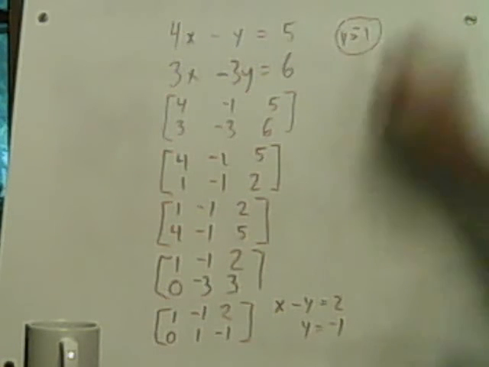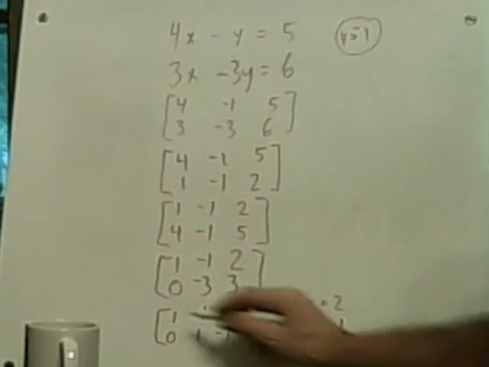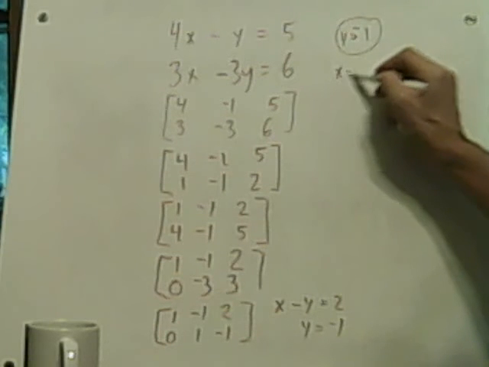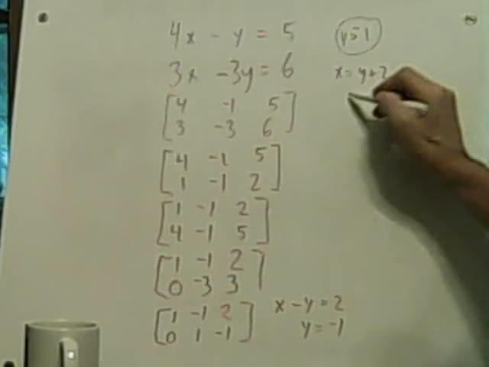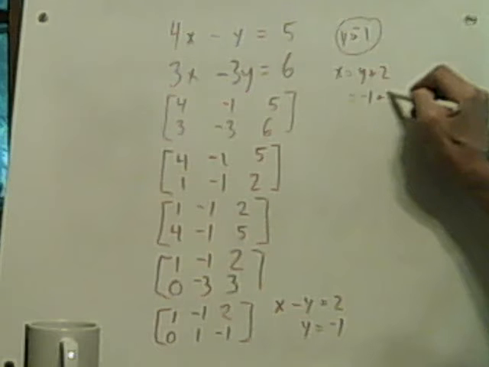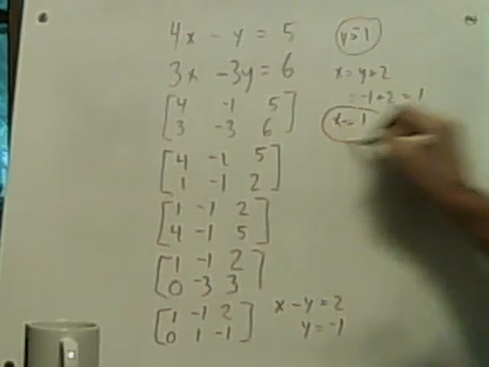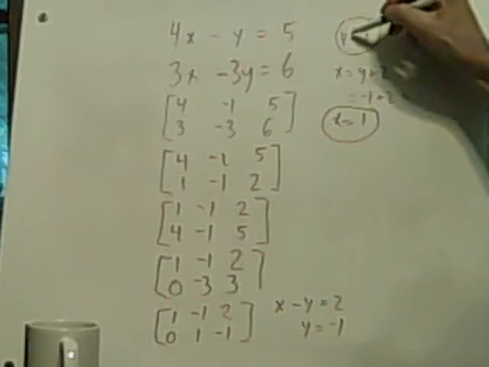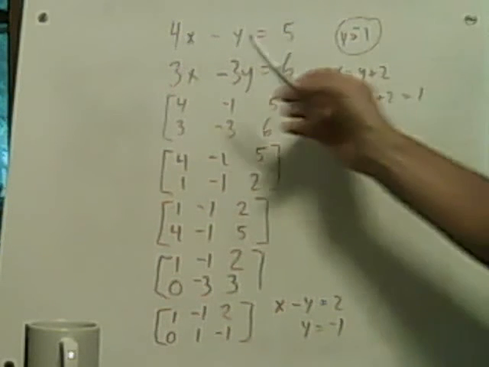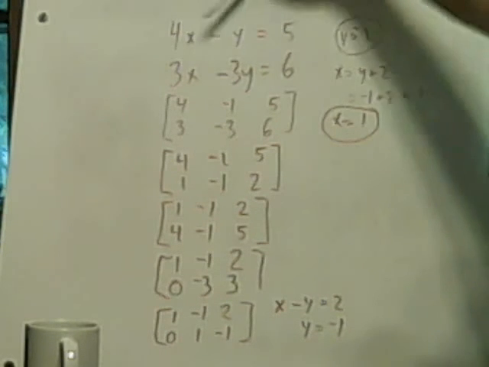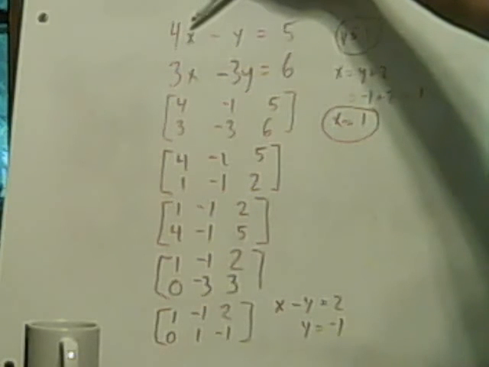In our simplified equations, we're also going to have x is equal to y plus 2, which is -1 plus 2, which is equal to 1. So x equals 1 is the x value. So we have y equals -1, x equals 1. So let's check that into these equations to double check.